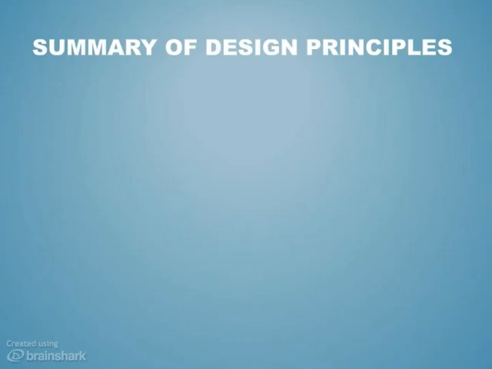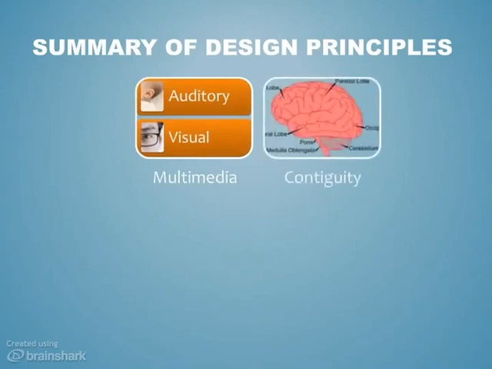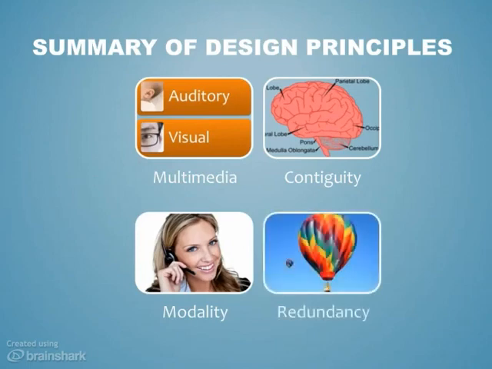Summarizing the design principles. Multimedia is combining words and graphics rather than using words alone. Contiguity is aligning words with their corresponding graphics. Modality is presenting words as narration rather than printed on-screen text. And redundancy is explaining visuals with words in audio or text, but not both.